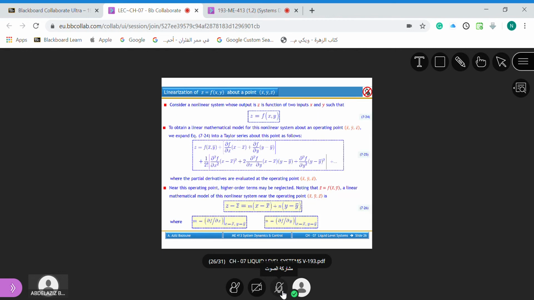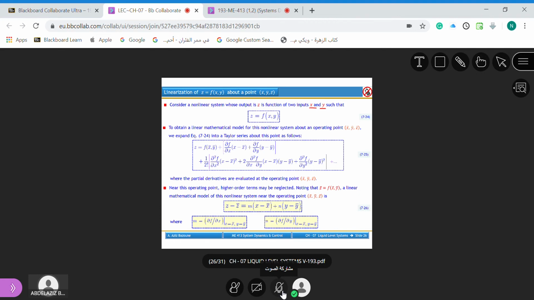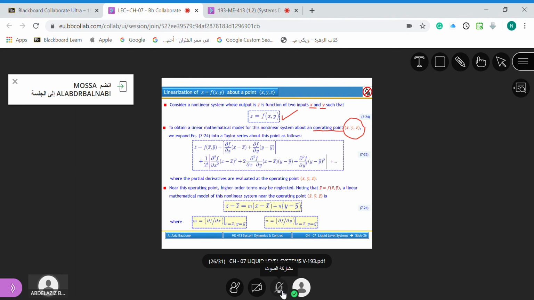A similar idea can be applied to an equation that has several variables. Let's take the case when we have two variables, z is equal to f of x, y, where x and y are variables, or two inputs if you want. Since we are studying system dynamics and control, we are studying the values for which we are going to linearize. So our linearization point, or operating point, will be x bar, y bar, and z bar. So it is in space. And the function will be z equal to f of x, y. And now we do the same thing, the Taylor series expansion about the operating point.